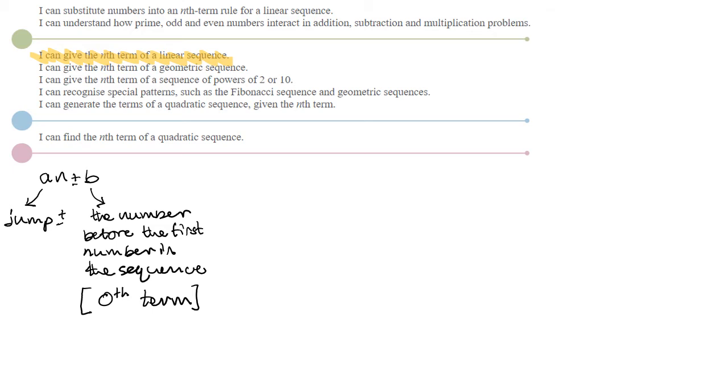So here's a sequence, 7, 12, 17, 22, 27, and so on. This one goes on forever. Right, so the first thing we need to do is to find the jump. What's the jump between each number? Well, this goes up by 5. So if we start to write the nth term rule, we write 5n, the jump in front of n. That's a. A is like the jump, it's 5.